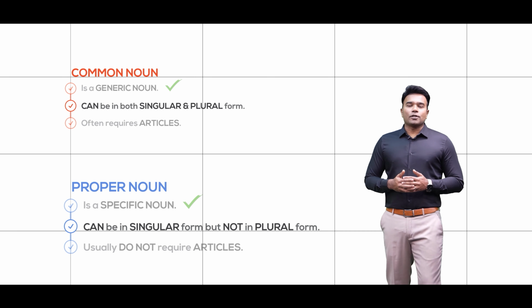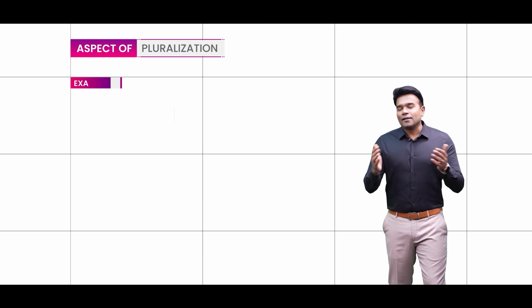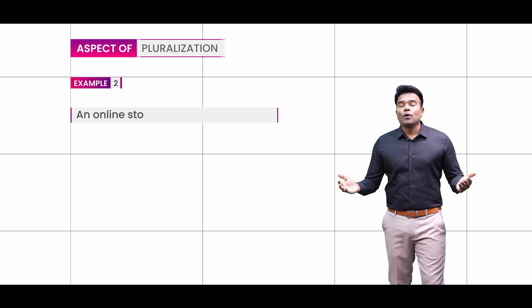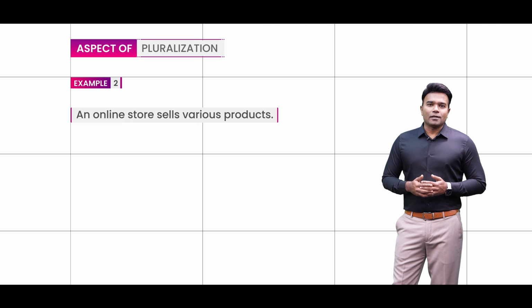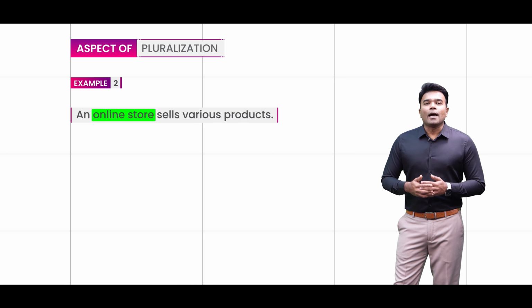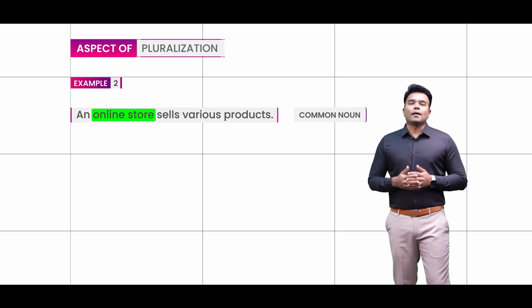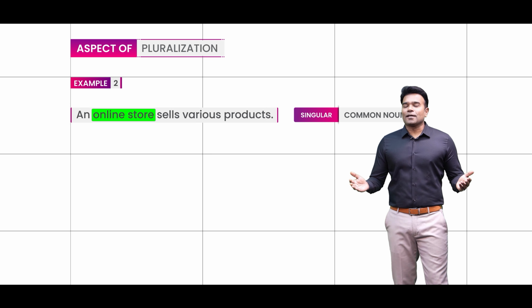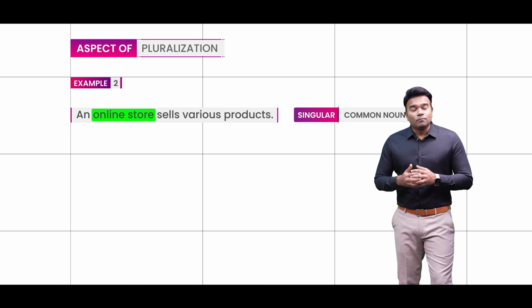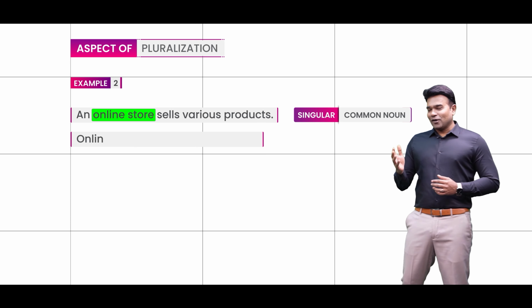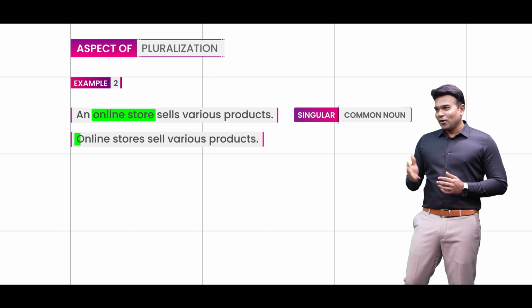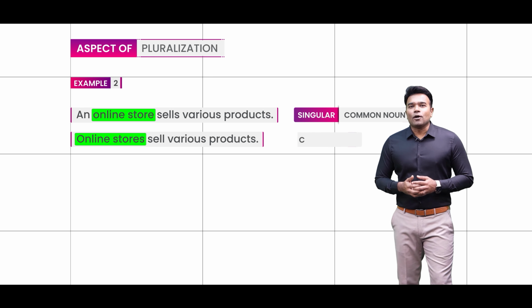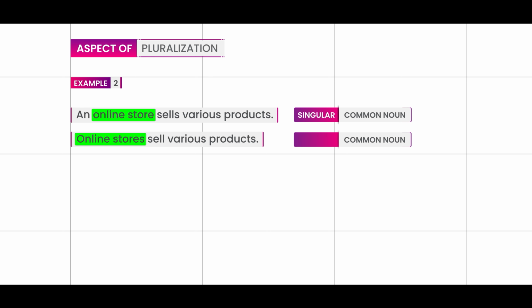So let me proceed. Have a look at this sentence. An online store sells various products. Well, in this sentence, the word online store happens to be a common noun, but you know that it happens to be a singular common noun. Now, have a look at this sentence. Online stores sell various products. Well, in this, definitely the word online stores happens to be a common noun, but a plural common noun.